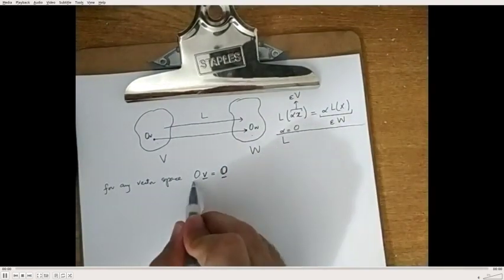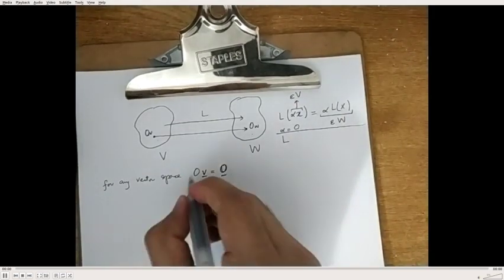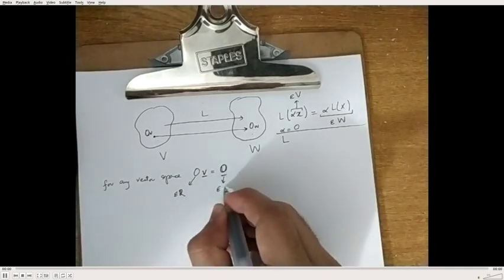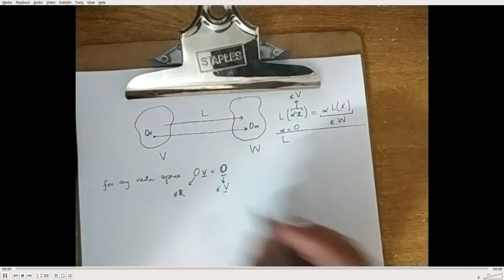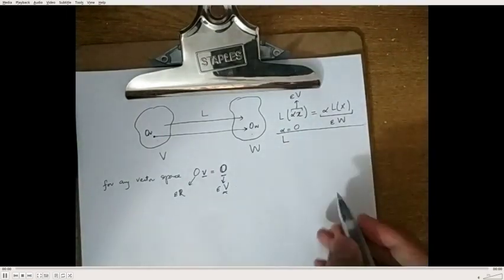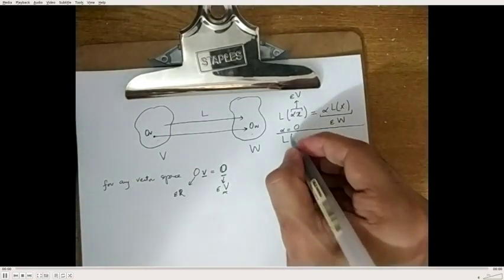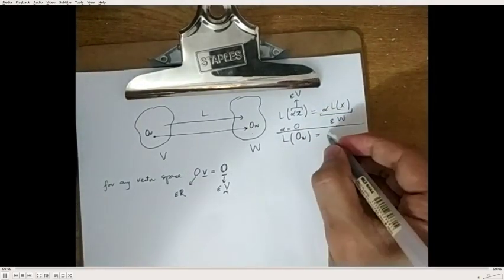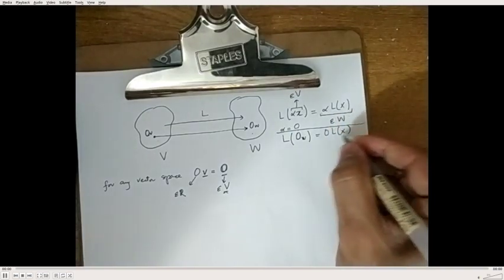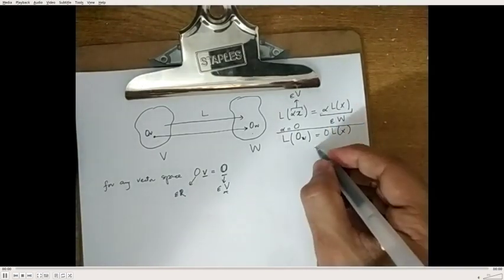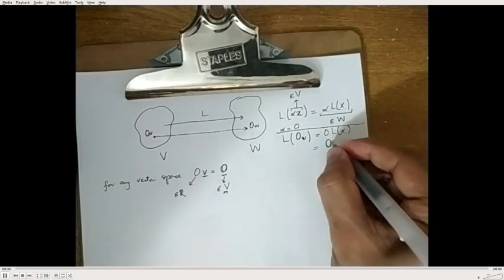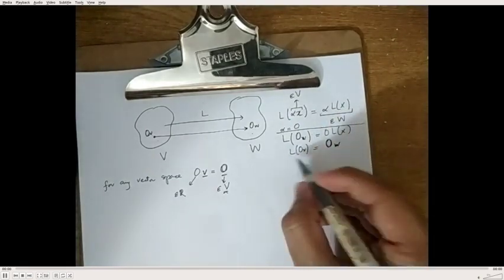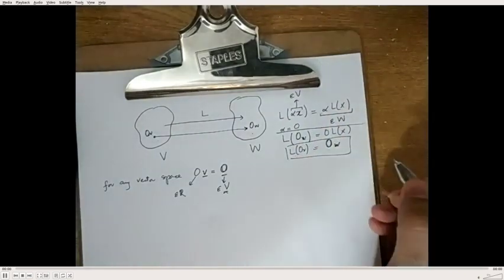These two zeros are different. Please make sure that you know what I'm talking about. This 0 is a real number, and this 0 is the 0 vector of my vector space V. It's not underlined. Okay. So L of the 0 vector in V space is equal to 0 times L of x. It doesn't matter whatever this vector is, you multiply it with 0 and you get the 0 in the W space. So L of 0V is 0 in the W space.